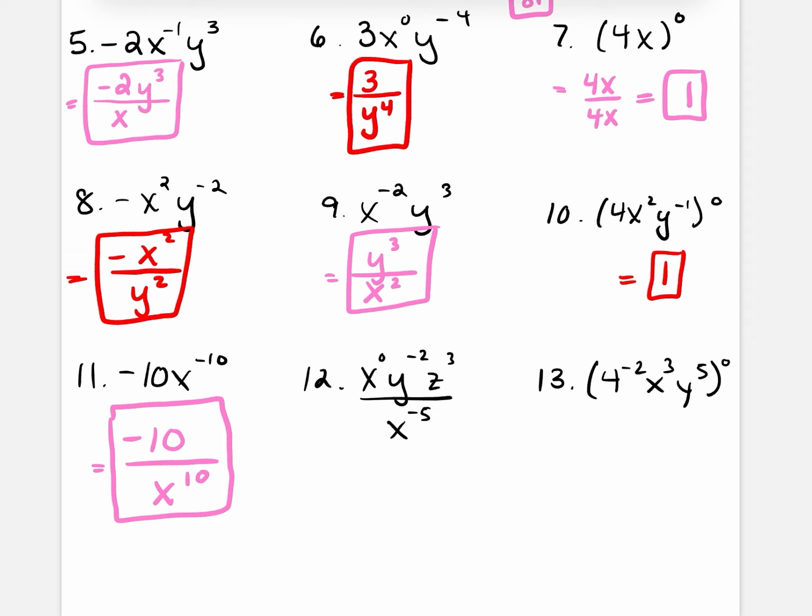Number 12, I'm going to deal with the numerator first. So x to the 0 is just 1. Y to the negative 2, if I take the reciprocal, if I put y in the denominator instead, I can put it to the positive second. Z to the third is positive, so it's going to stay on top. X to the negative 5th in the bottom, if I want to make that into a positive exponent, I'm going to flip it or take the reciprocal, so now x to the 5th will be on top.